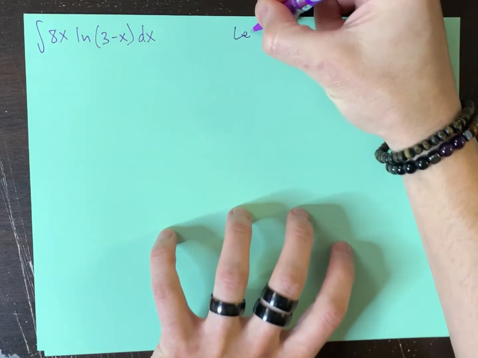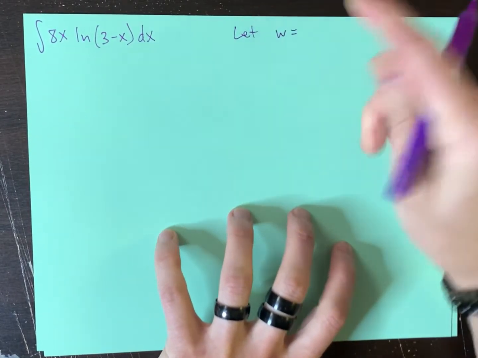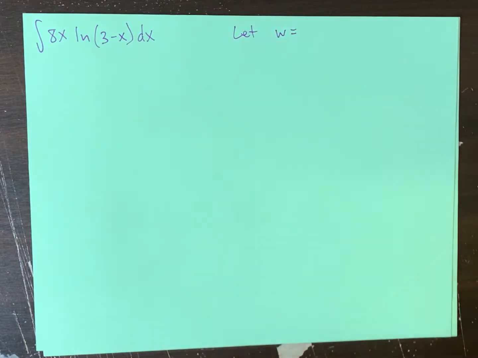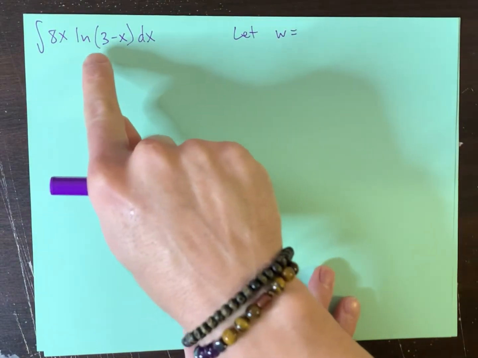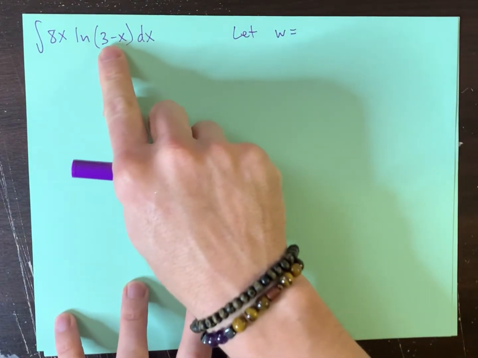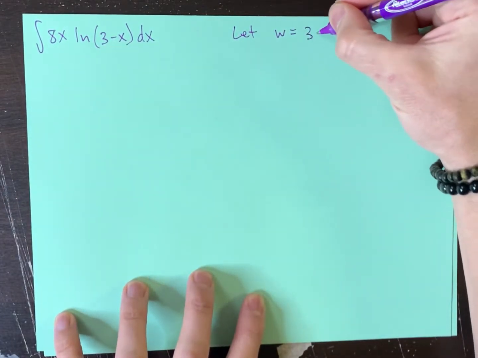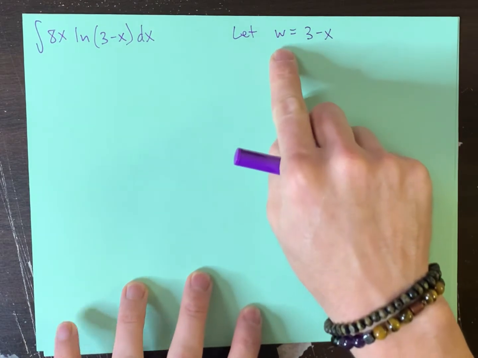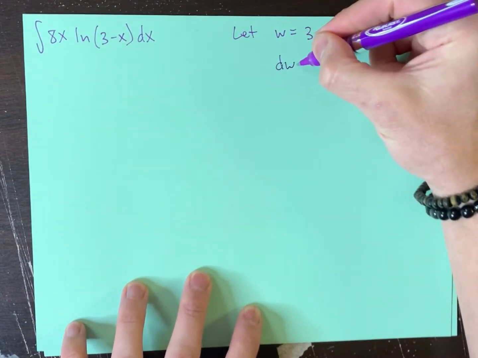So here to begin with our substitution, I like to pick W. You can pick another letter if you want. But let's see. The nested function is the one that is most deeply within. Here I would argue that 3 minus x would be a good representative for W. Now, what would dW be?